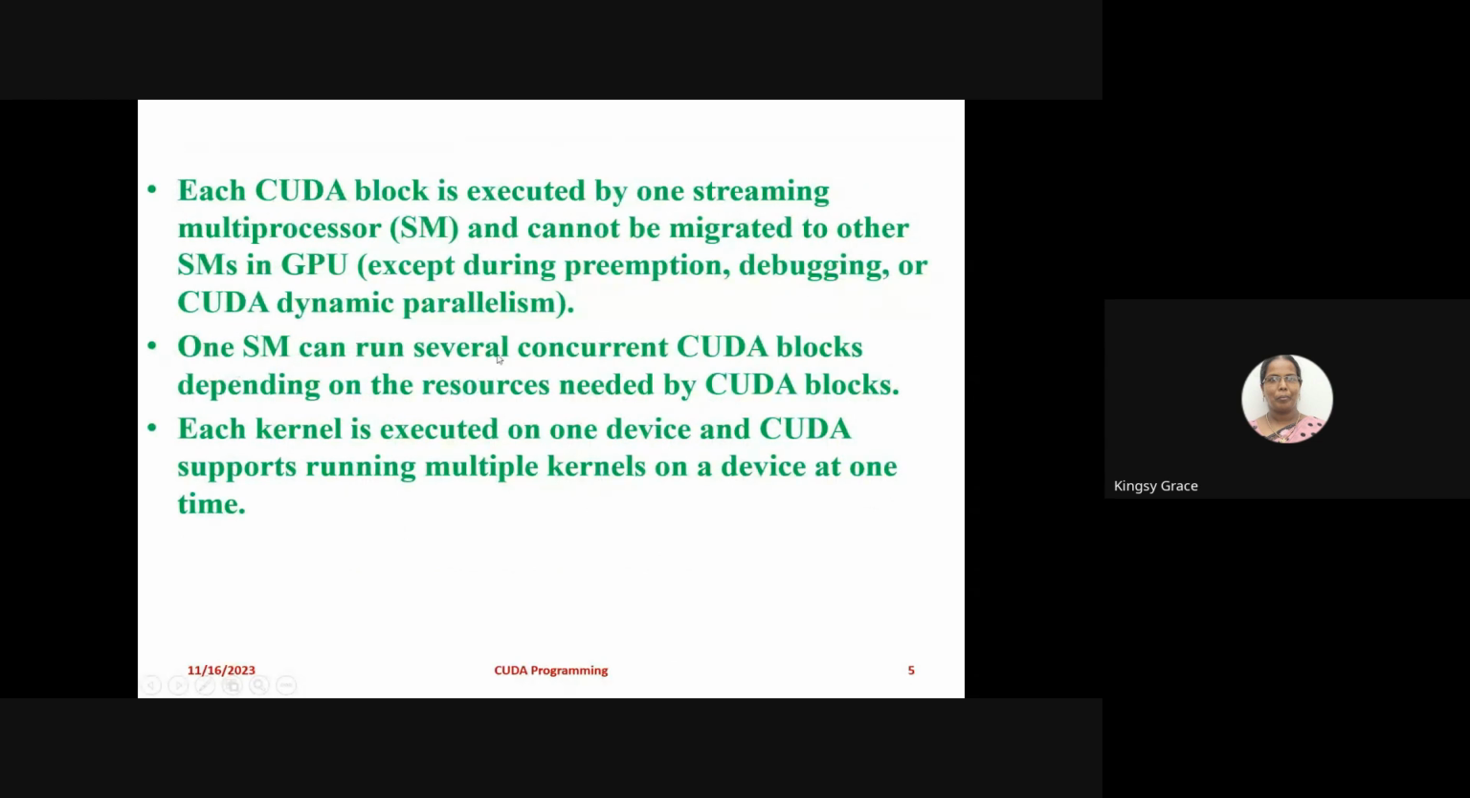One SM can run several concurrent CUDA blocks depending on the resources needed by the blocks. Each kernel is executed on one device, and CUDA supports running multiple kernels on a device at one time. I think you can understand this statement. If you have written one kernel program, that CUDA program will be executed on one device only. Device here means the GPU. Also, the CUDA API can support multiple kernel programs on a device. We have already seen examples with multiple kernel programs. If you have written multiple kernel programs in a single CUDA program, they can be executed on a device at one time.